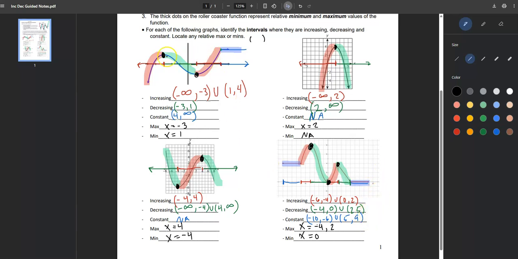Okay? So you guys should be able to look at these graphs and write those intervals of increasing, decreasing, and constant, and then find the minimums and maximums.